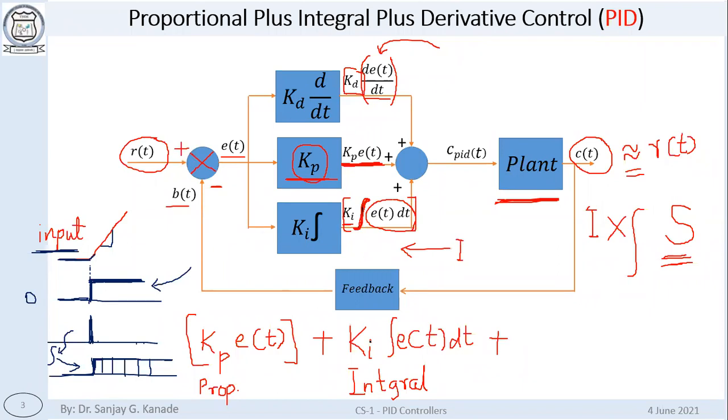Now what we have seen is we have three components. First is the proportional component, then the integral component, and the last one is the derivative component, Kd into de(t) by dt. Now when we have these three components, you can see, if I change the values of Kp, Ki, and Kd, what is going to happen?